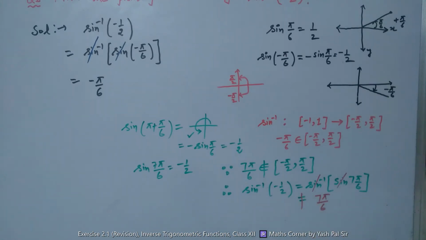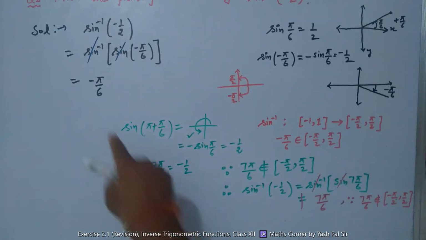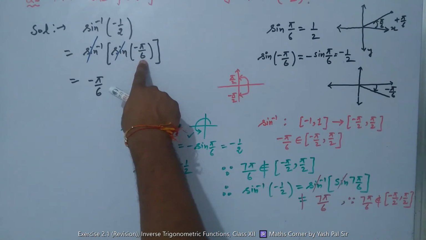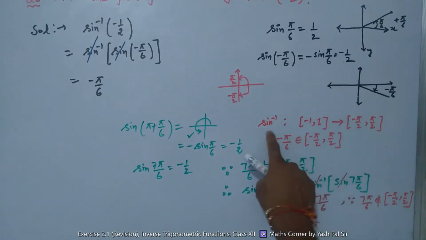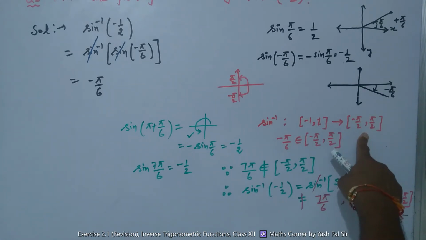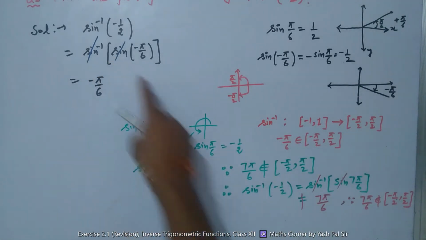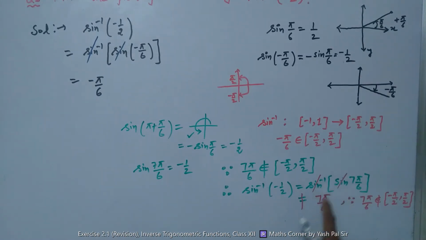This is wrong. Why is this wrong? Because 7 pi upon 6 does not belong to the range of the sine inverse function, minus pi by 2 to plus pi by 2. So cancellation is applicable only if this theta belongs to the range of the sine inverse function. Only then can we cancel them, otherwise the cancellation law is not valid.